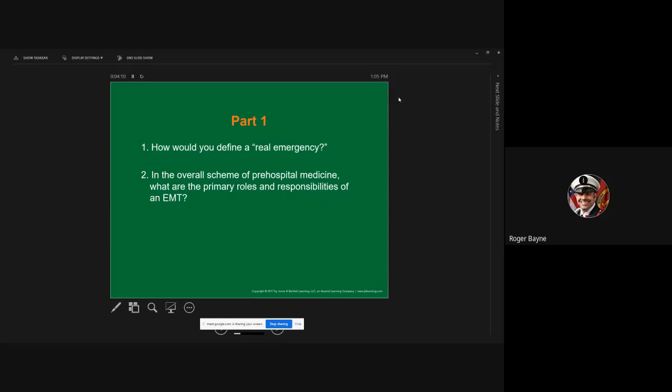But to us in the EMS world, would you say the stubbed toe is far less important than the full arrest? Yeah, absolutely. However, that stubbed toe may be a real emergency for that person, so we treat everyone as if it's a real emergency. Where this comes into play is how we categorize it. At the EMT level, you can handle any call that is basic life support. A stubbed toe is basic life support, and two EMTs will be able to handle that call.